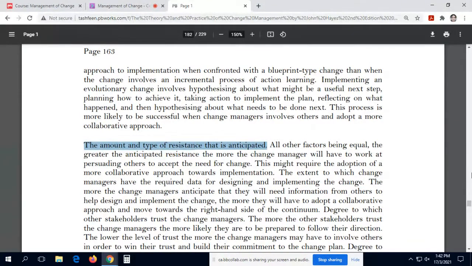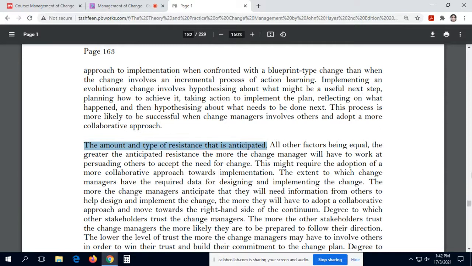Are the people who are going to resist in a situation the ones who hold the trust of the other people? Are they trustworthy for the other people who are working in the same setup?